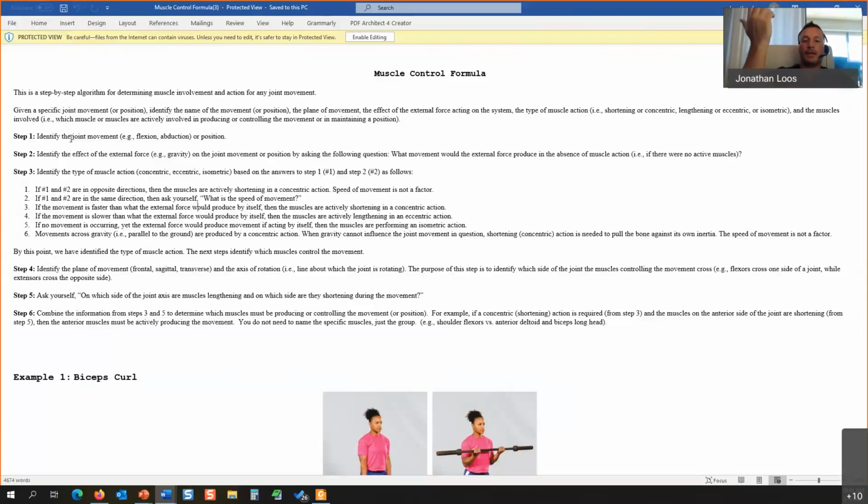And in this case, I'm doing elbow extension, but I'm doing it with gravity, moving slower than gravity. That's a product of eccentric muscle function. So before, you were just looking at the joint. Now you have to determine whether it's flexion or extension. Is it abduction, adduction?